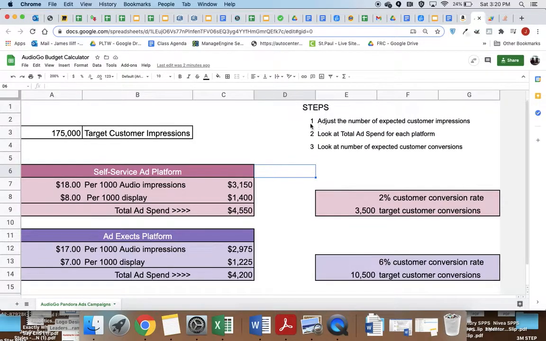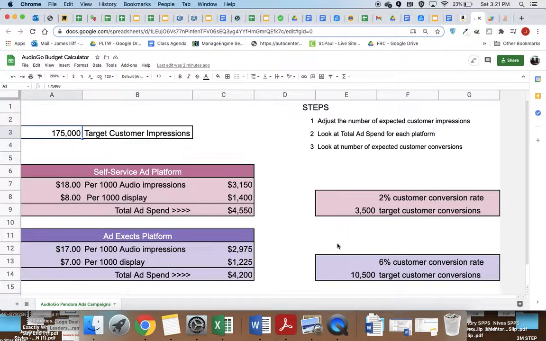It has 3 steps. Step number 1 is adjust the number of expected customer impressions. So in cell A3, you get to adjust this number right here. This is the only cell in here that you're going to change, cell A3. This is the number of customers that you think you're going to get impressions on. So, if they said, hey, at minimum, we want 175,000 customer impressions. That's what they said a minimum is.